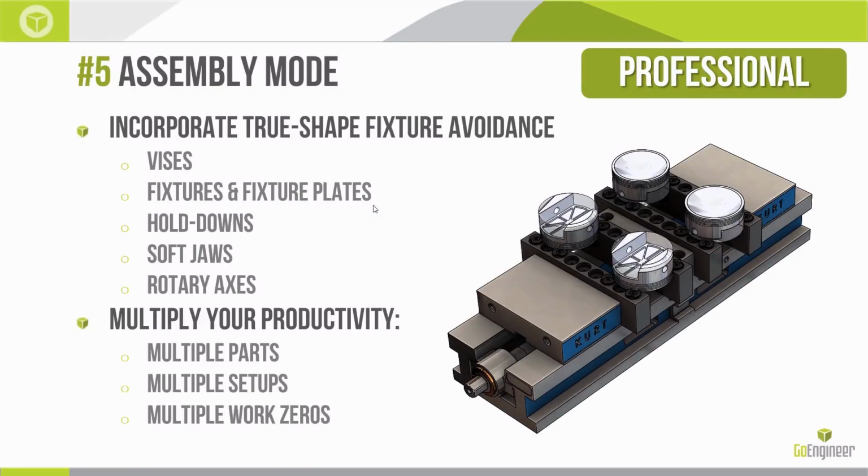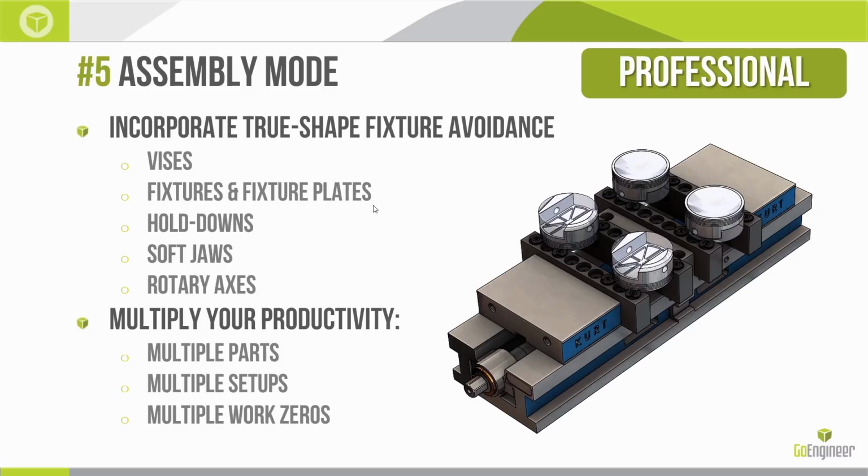All right, tip number 5 is assembly mode. And this is one of, I think, only 2 of my tips and tricks that are exclusive to SOLIDWORKS CAM Professional. Assembly mode is going to allow you to incorporate true shape fixture avoidance, and it's also going to allow you to essentially multiply your productivity. You're going to be able to program multiple parts in multiple setups, have multiple work zeros, and be able to accurately display how your machine setup will be.